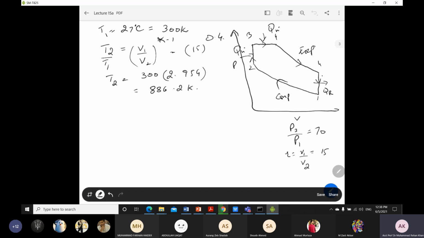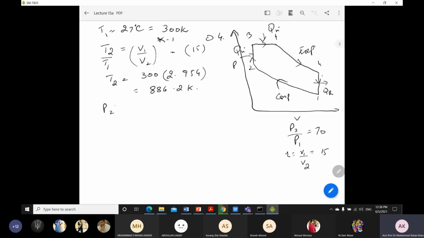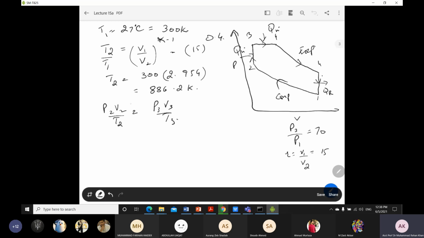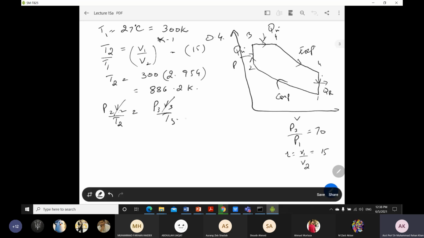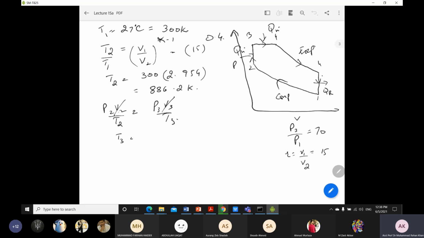Now coming towards T3. In order to find T3, it is a constant volume heat addition process. So we can apply the relation P2 V2 over T2 is equal to P3 V3 over T3. From here we can easily eliminate the volume because it is a constant volume process, and that equation turns out to be T3 is equal to T2 into P3 over P2.